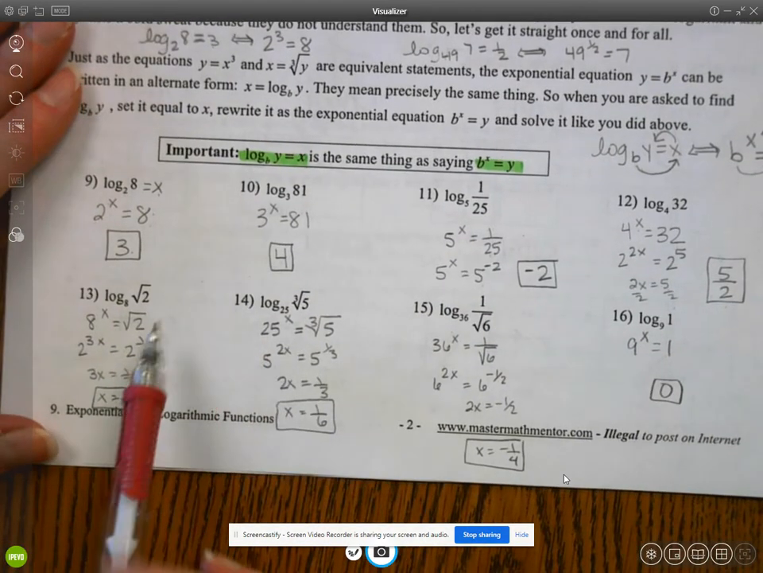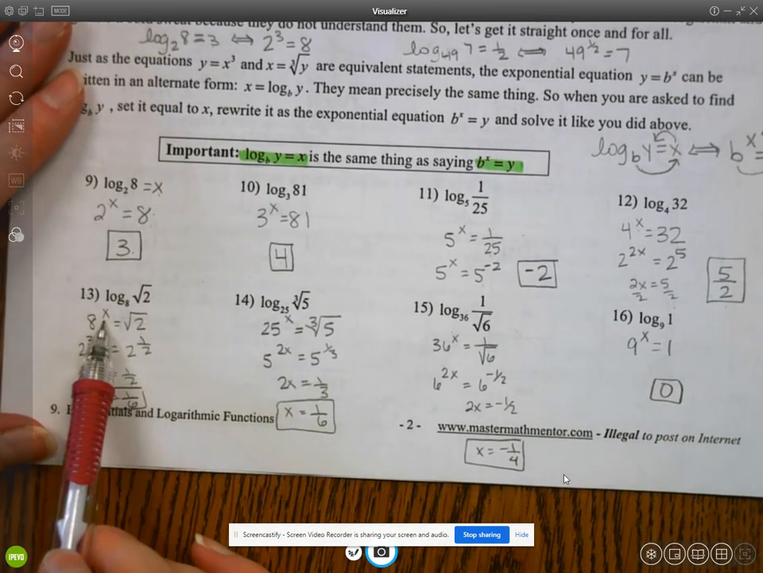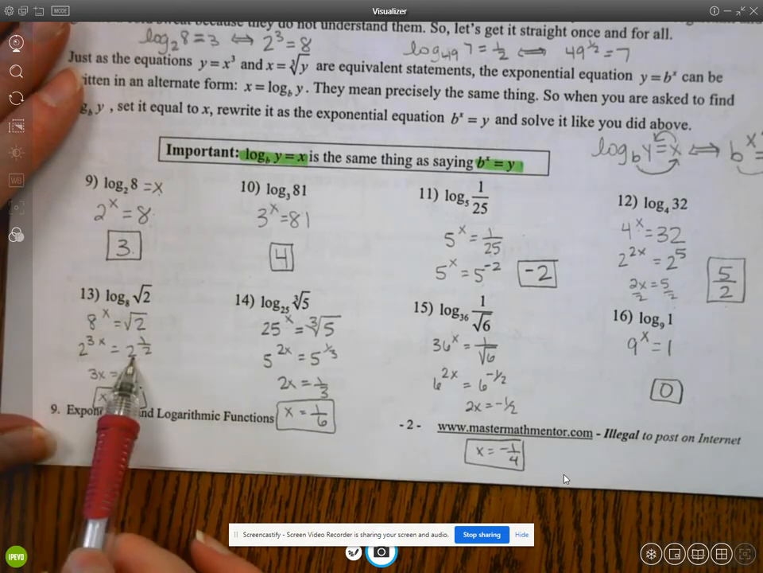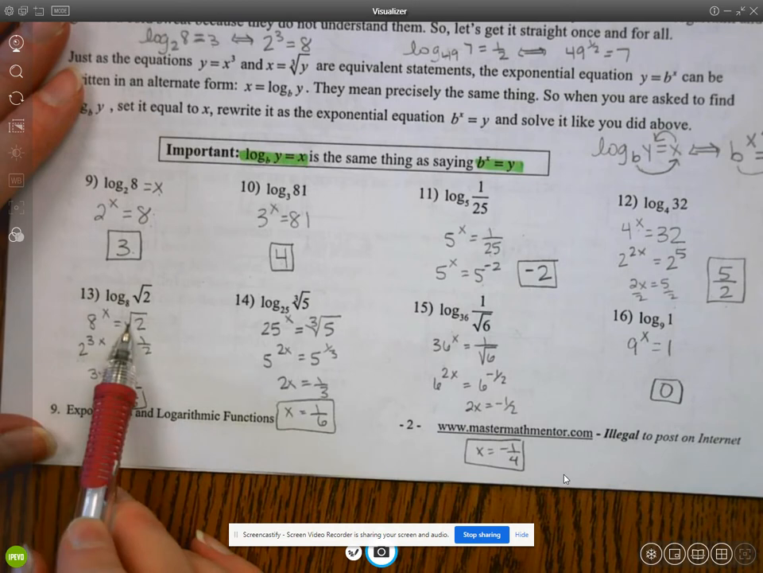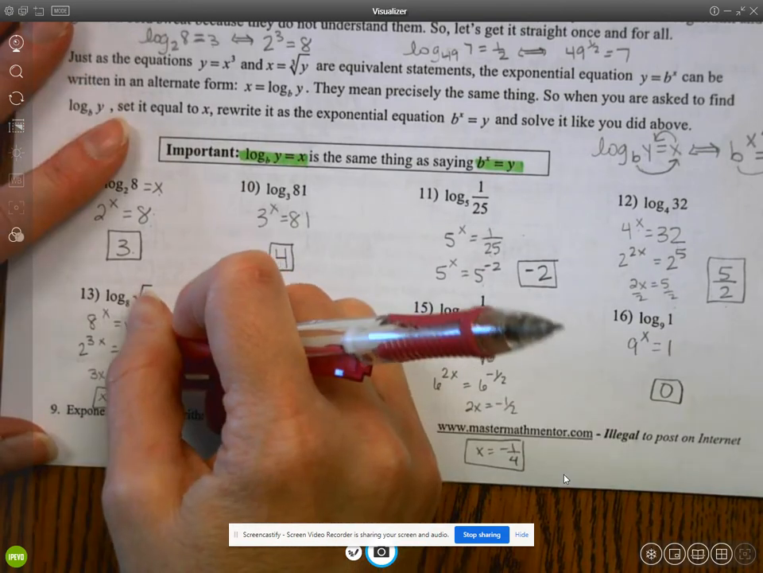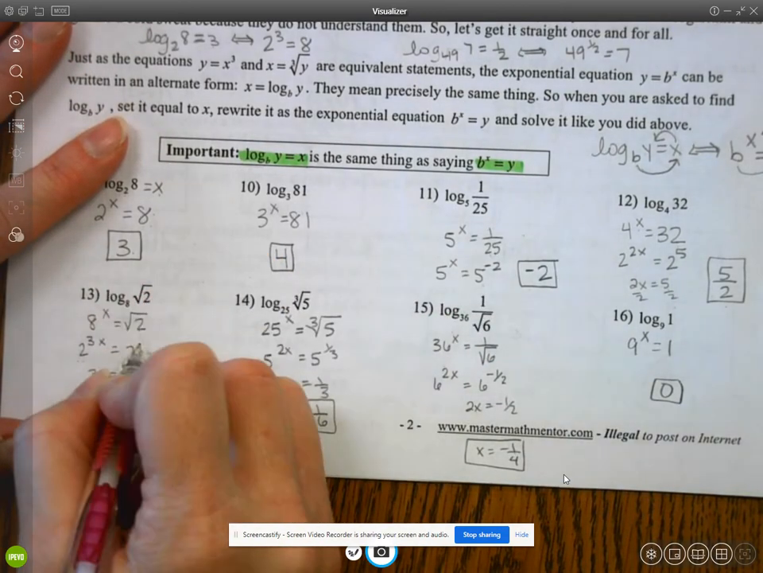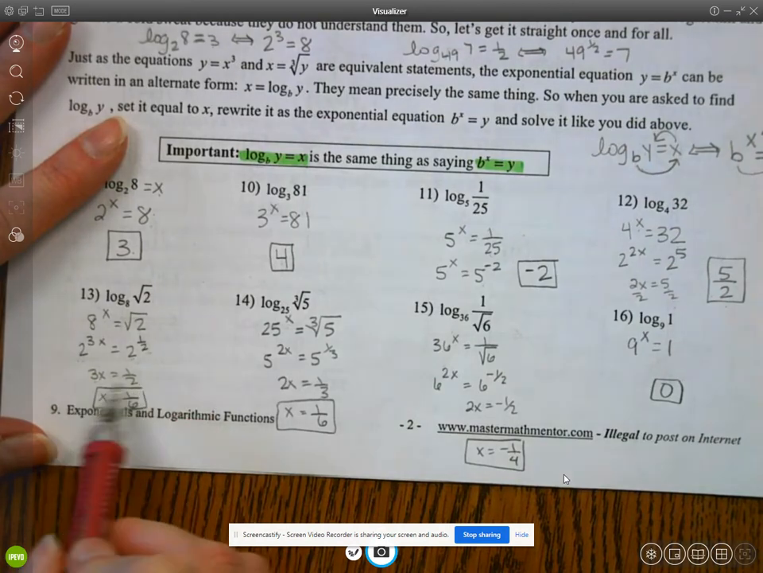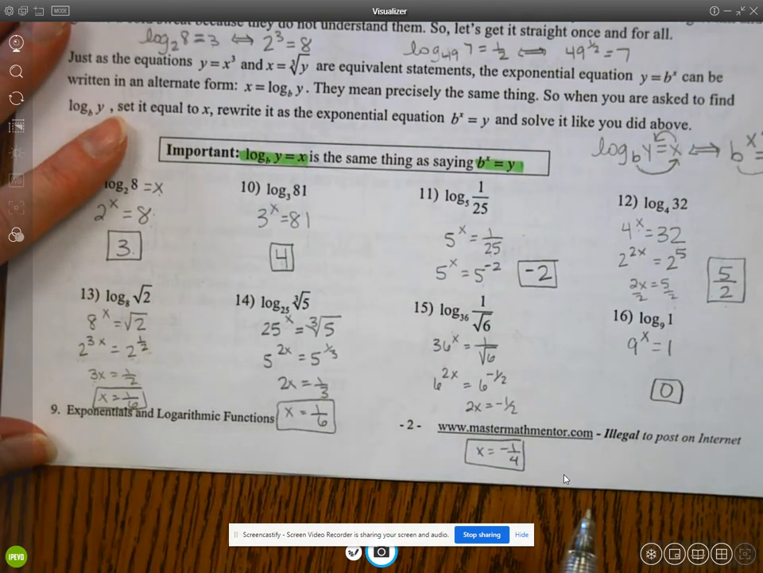All right, so if we have 8 to some power is the square root of 2, again, write them with the same base. So 8 is 2 to the third, square root of 2 is 2 to the 1/2, because an exponent of 1/2 means square root. I'm going to write that a little smaller so it looks more like an exponent. All right, so then we set our exponents equal, divide by 3 on both sides, and you get 1/6.